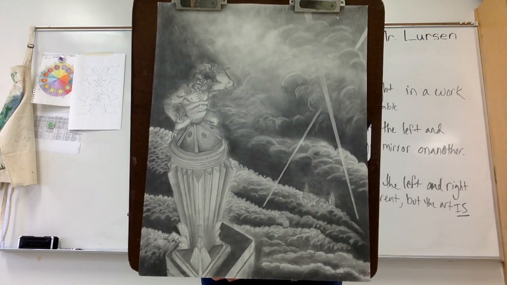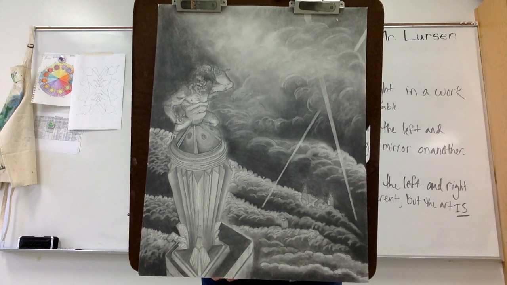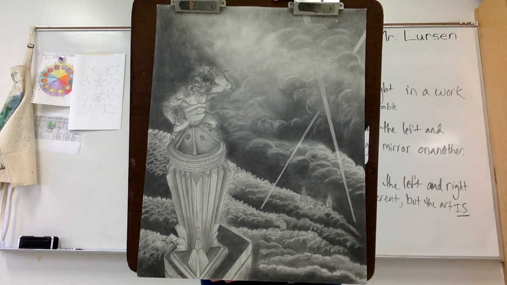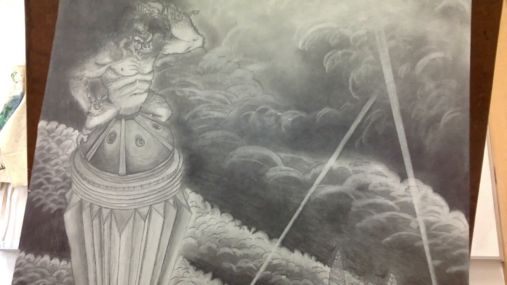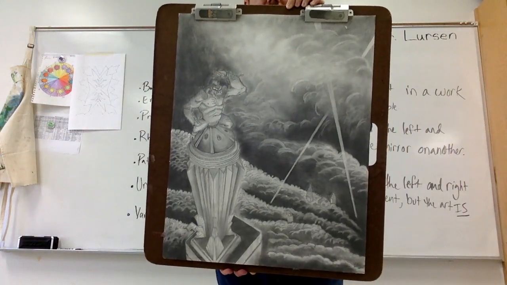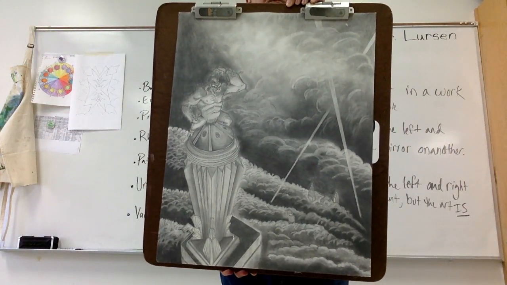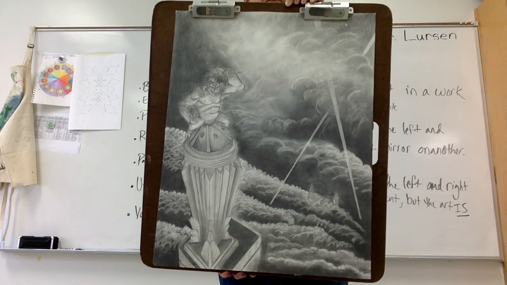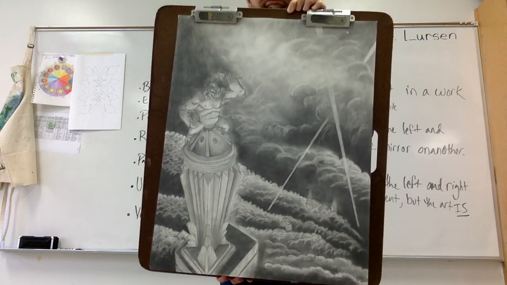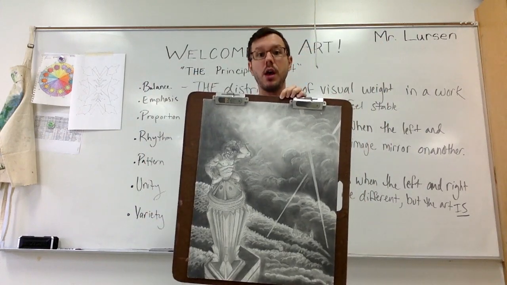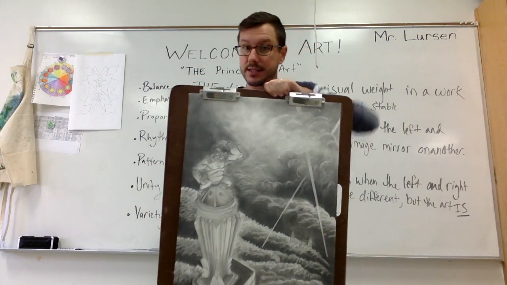Nonetheless, this is a pencil drawing. You'll see on the left of the screen, you have King Kong at the top of a building holding the woman. But then on the other side, you have the beams of light coming down from the city streets and clouds and smoke rising up. It is not symmetrical. Nonetheless, it is still balanced.